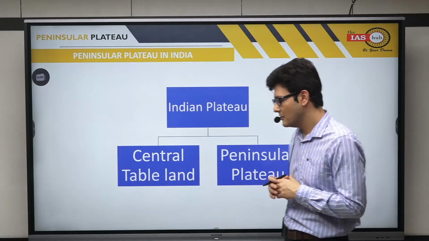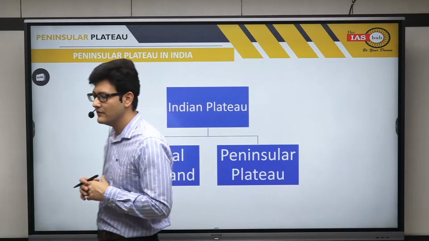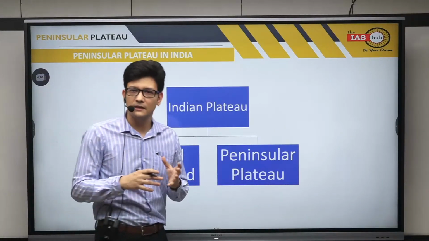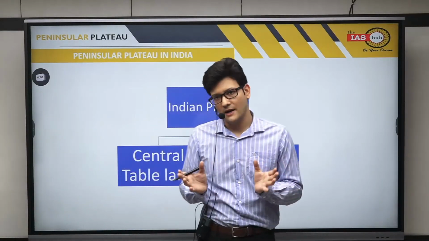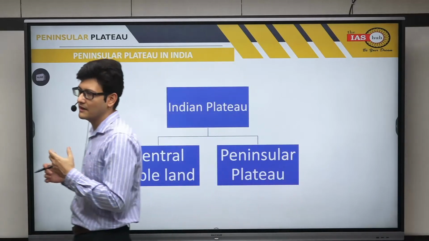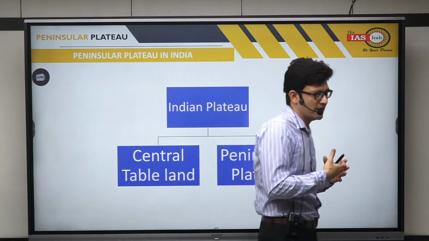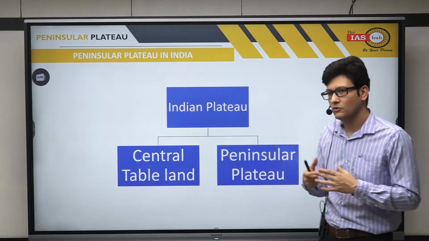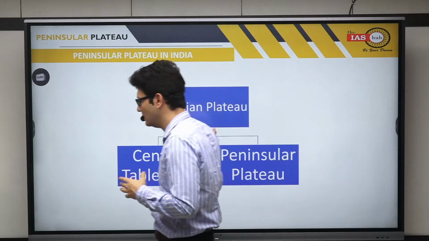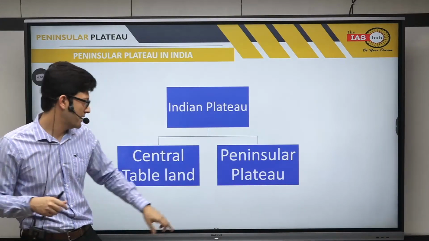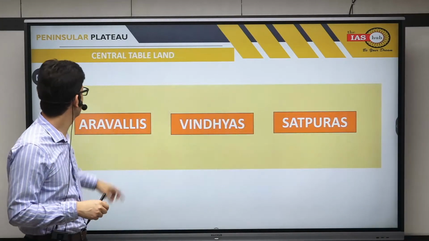Then we have the Peninsular Plateau, and in the Peninsular Plateau we consider the Ghats, the Deccan Plateau region of Maharashtra, then the Karnataka Plateau, then the Telangana Plateau. Then we have small chunks of other plateaus also, like the Dandakaranya Plateau and the Chota Nagpur Plateau, which we will consider under the Peninsular Plateau part. Now moving on first to the central tableland.